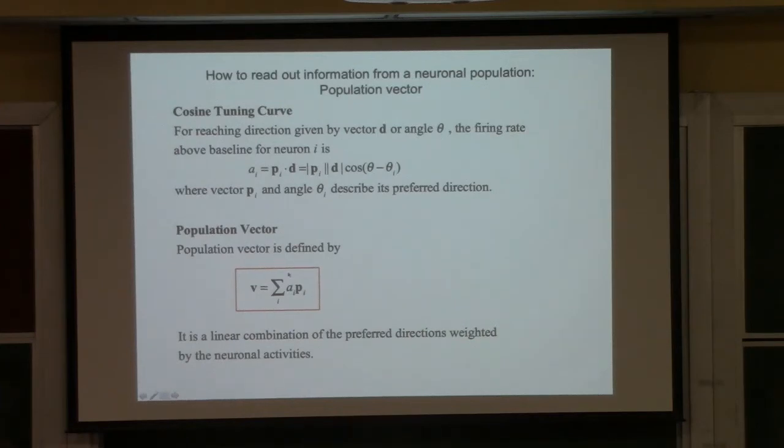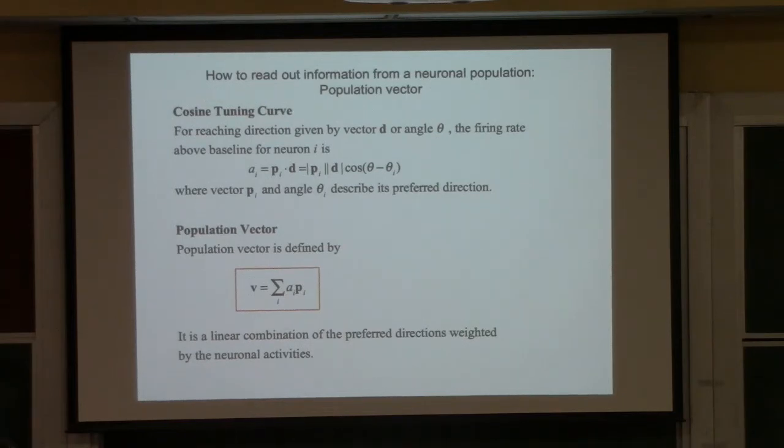Okay, here's the population vector. It's defined very simply. Suppose you have a bunch of neurons, and I know the activity, a_i, relative to the baseline. Suppose you measure their preferred directions. Each is a vector pointing in some particular direction, and you take a linear combination of all the preferred directions, weighted by the activity. That's a population vector. So basically, this is like a voting, right?